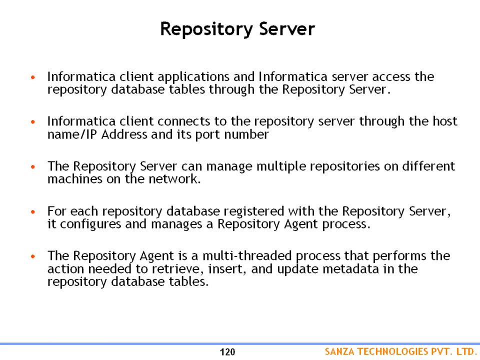So as I said, the Informatica client and Informatica server will access the repository database tables through the repository server only. This is the heart of management of Informatica. That is the reason when you access the repository from the client tools the first time, you need to give the repository server information, that is the host or the IP address and the port number where that repository server is installed. And this can manage multiple repositories, maybe on different machines on the network.